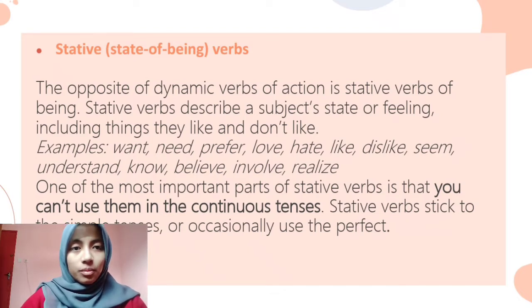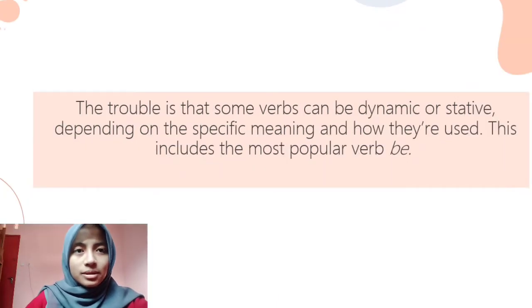One of the most important parts of stative verbs is that you can't use them in the continuous tenses. Stative verbs stick to the simple tenses or occasionally use the perfect. The trouble is that some verbs can be dynamic or stative, depending on the specific meaning and how they are used. This includes the most popular verb, be.